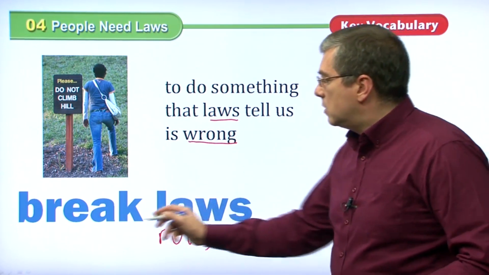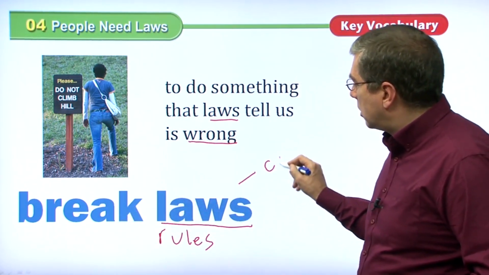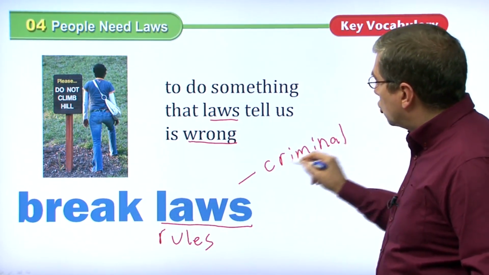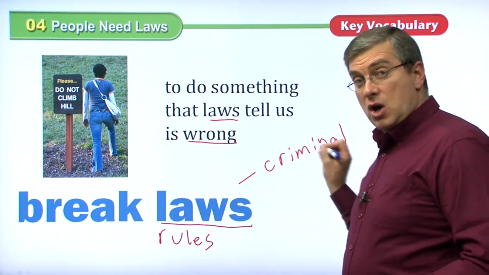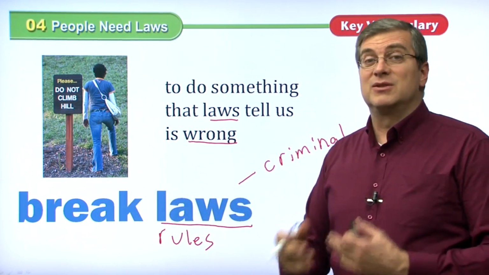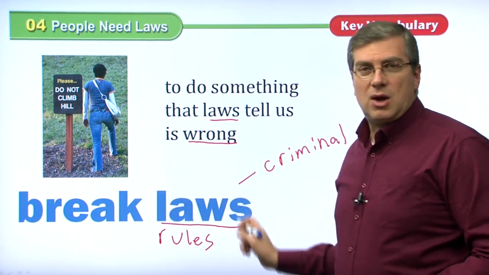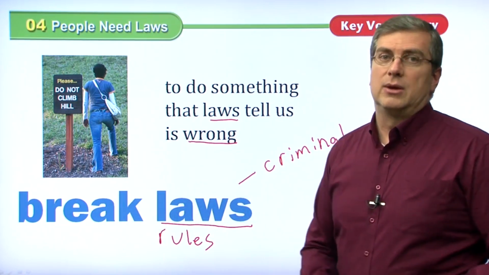By the way, what do you call somebody who breaks a law? Somebody who breaks a law is called a criminal. Criminals are people who break laws. And if they're caught, the police catch them, the punishment is very strong. They go to jail, don't they? So criminals break laws. Citizens, good citizens, do not break the law.